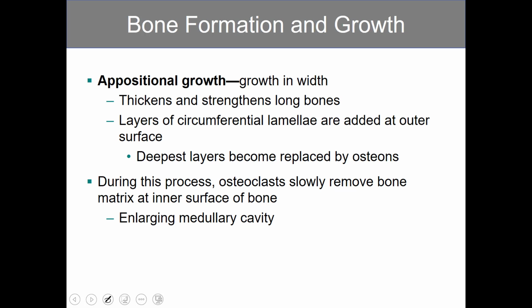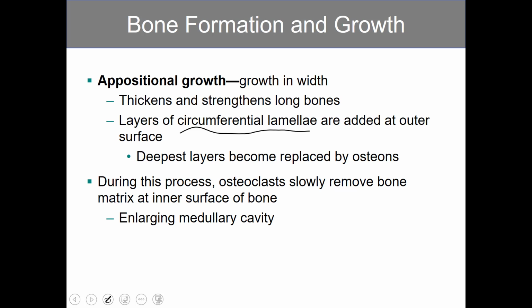In addition to elongational growth, you also have appositional growth, and this is growth in width. During appositional growth, you get a thickening and strengthening of the long bones, and this involves layers of lamellae, referred to as circumferential lamellae, and we see that term right here. Circumferential lamellae get added to the superficial surface of the bone.